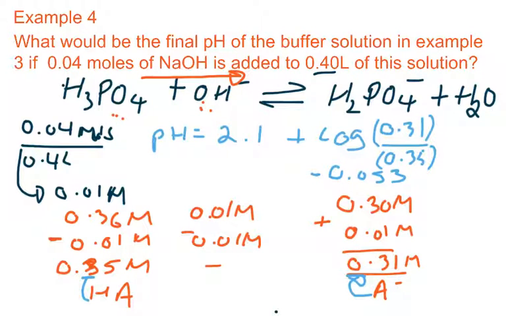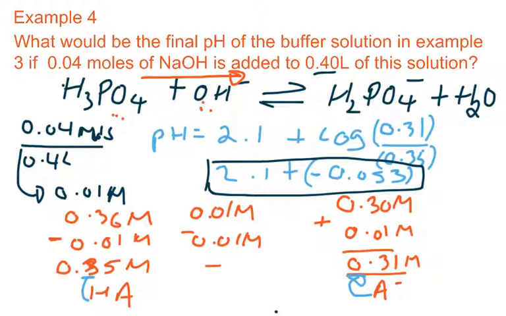Okay, no problem. And we're going to add that to 2.1. So we got 2.1 plus negative 0.053. This is right here. It's a bit muddly, but no problem. Let me put a box around it. All right. We're doing this calculation right here. Okay. So let me add that up.